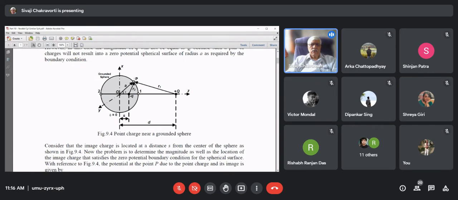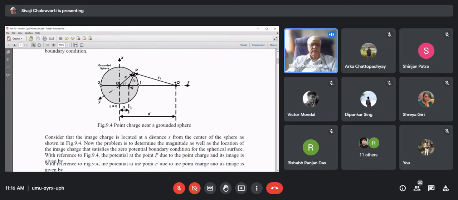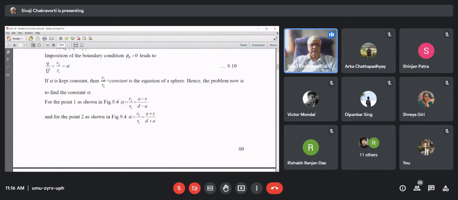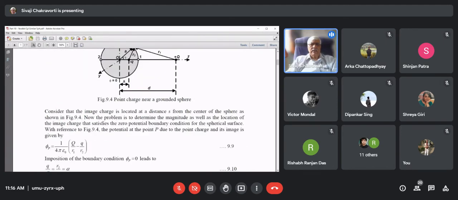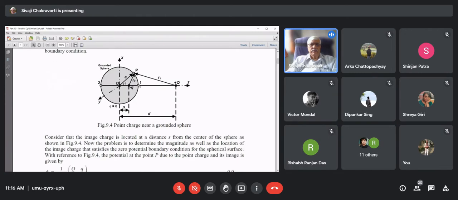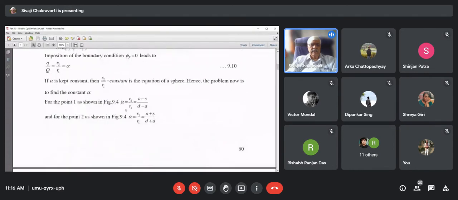Now, since they are both on the surface of the sphere, this R2 by R1 is equal to constant, that I can apply. So that's exactly what you have seen here, that alpha is R2 by R1. Now you can clearly see, if you take the point 1, what is R2? This is the radius minus S, that is A minus S. That is what is written here.